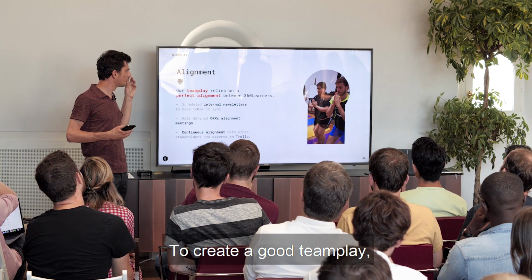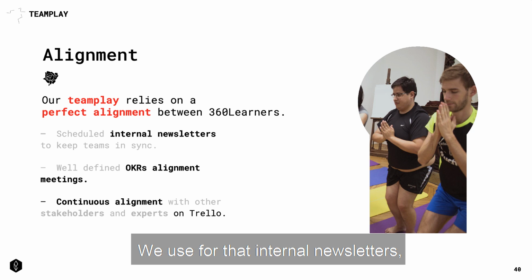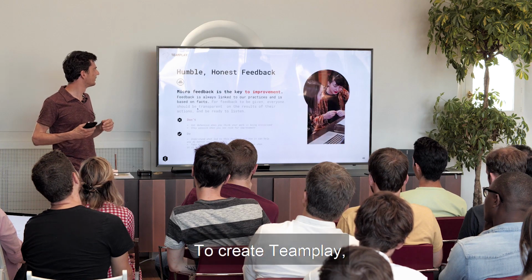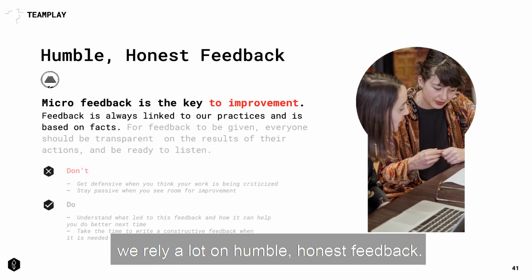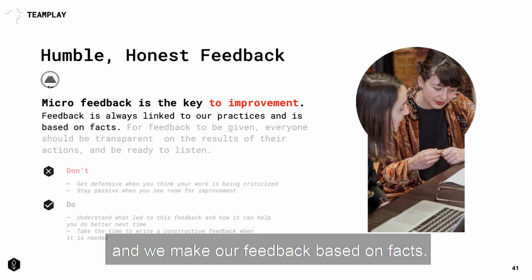To create good team play, we first make sure that we are well aligned with each other. We use for that internal newsletters, alignment meetings, and continuous alignment. And to create team play, we rely a lot on humble, honest feedback. It's key to improvement, and we base our feedback on fact.